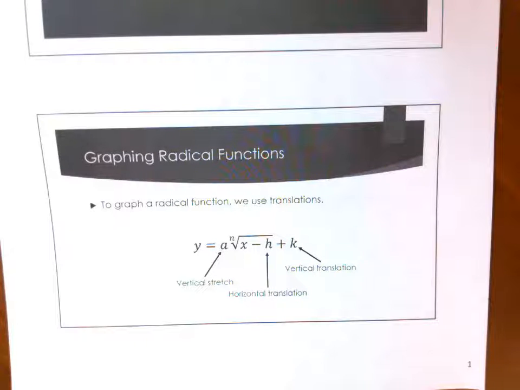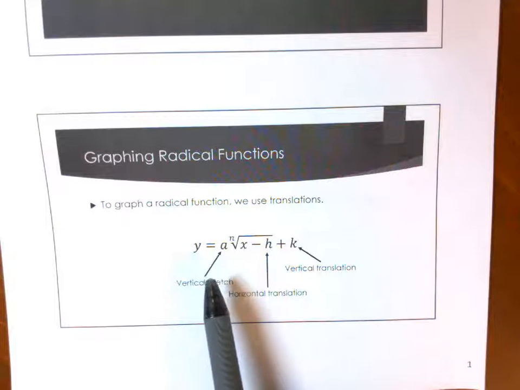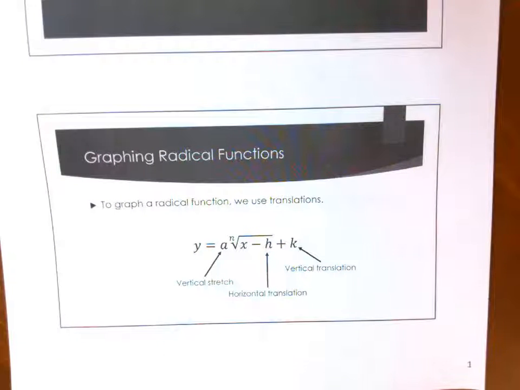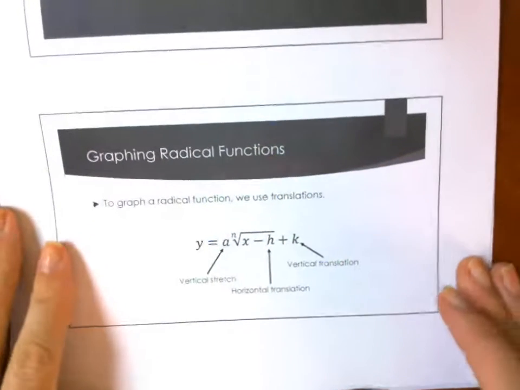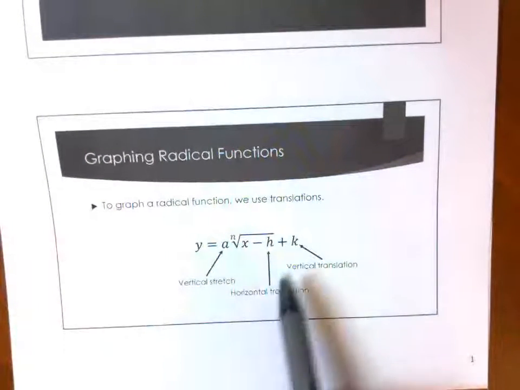So, graphing a radical function, we're going to use translations, and some of this should look pretty familiar. We've got this letter A in front, and that tells us what our vertical stretch is going to be. It tells us how much our graph is going to get taller and how much it's going to get shrunk down. That didn't really work to use my hands, but that's okay.